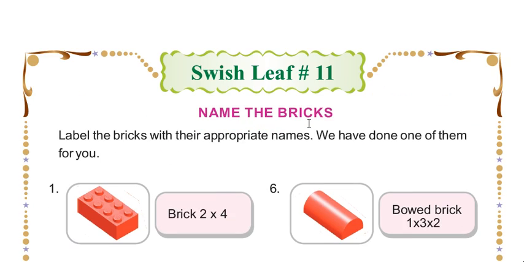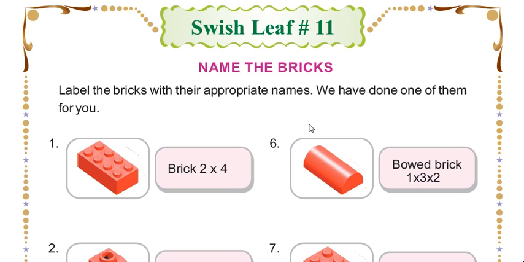Then Swiss Leaf 11. Label the bricks with their appropriate name. We have done one of them for you already in your book. So the first one is brick 2 into 4.